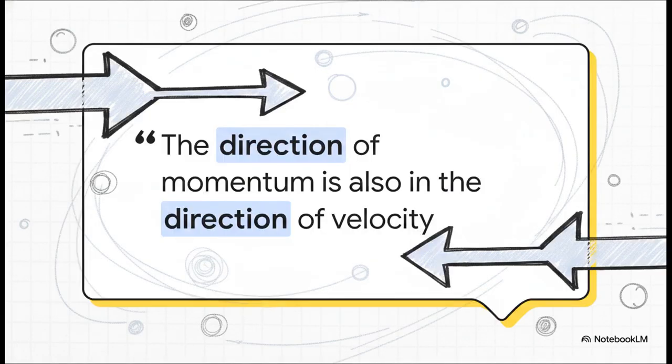And notice how inextricably linked these concepts become. There's a great principle here. The direction of momentum is also in the direction of velocity, and the magnitude of momentum is equal to the product of mass and speed of the particle. What this beautifully illustrates is that the linear momentum of a particle isn't just about its mass and speed. Its direction is permanently bound to the direction of its velocity. In the world of vectors, physical properties are permanently tied to their actual trajectory through space.